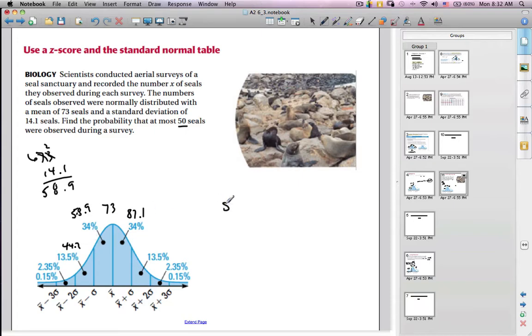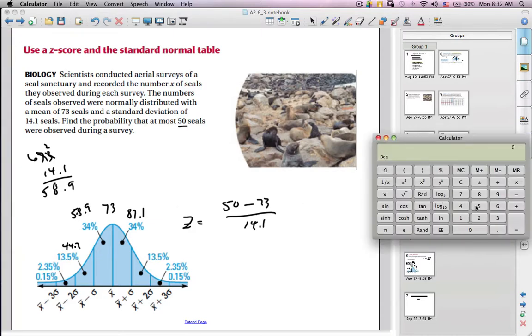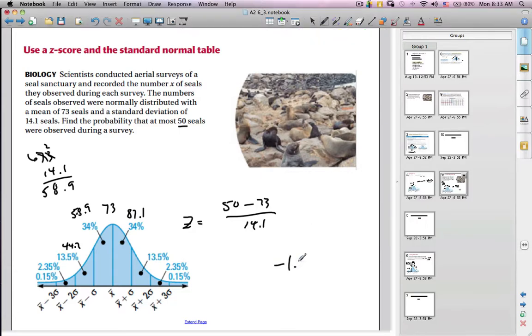So what we want to do is take 50 minus 73, and then divide it by the standard deviation of 14.1. So let's grab a calculator and do that. 50 minus 73 is negative 23, divided by 14.1. So I get negative 1.6312. So we're going to round this to negative 1.6 and go back to our z table.